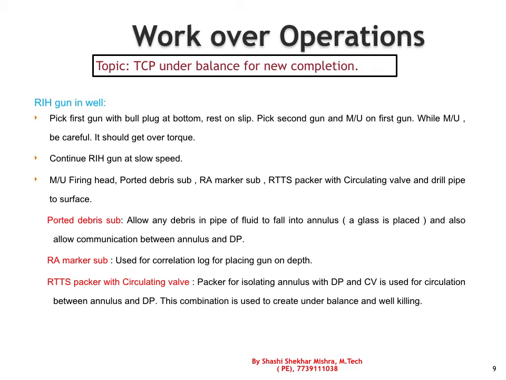RTTS packer with circulating valve. The packer is for isolating the annulus with the drill pipe, and the circulating valve is used for circulating the well between the annulus and the drill pipe. In combination, they are used to create underbalance and for well killing.